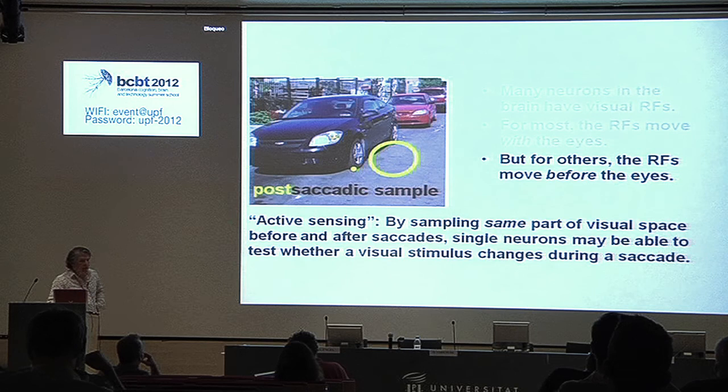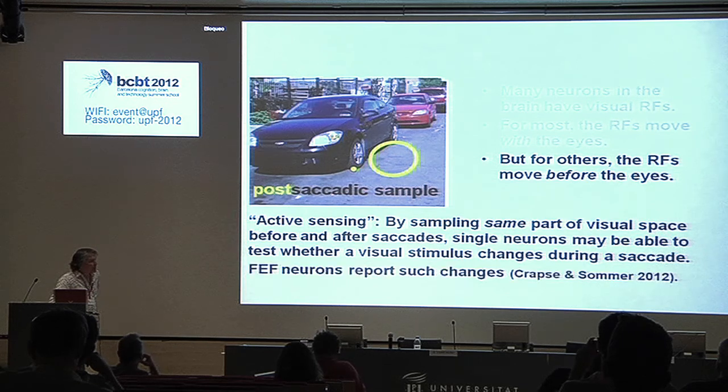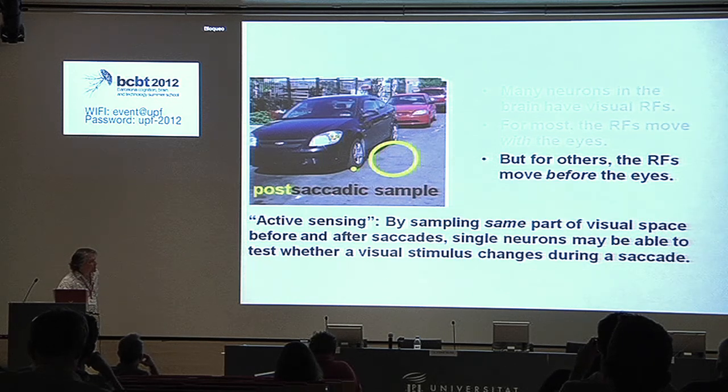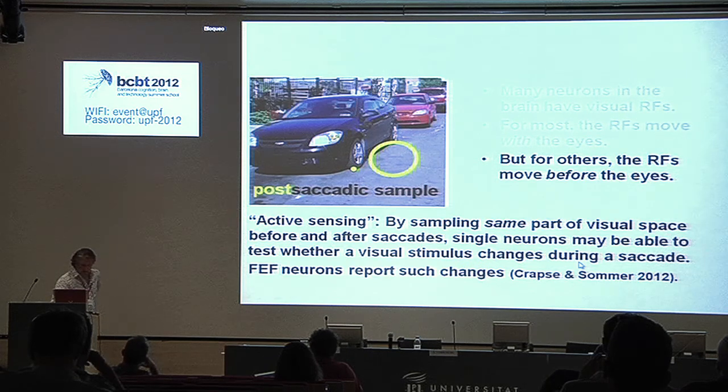So this is known as active sensing. This is an example of active sensing, which is found in many animals. The idea is by sampling the same part of visual space before and after saccades, single neurons may be able to test whether a visual stimulus changes during a saccade. And we actually showed this occurs in the frontal eye field in a paper from this year. Frontal eye field neurons actually report such changes.